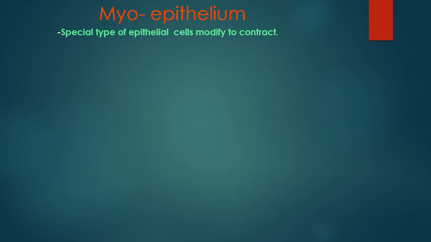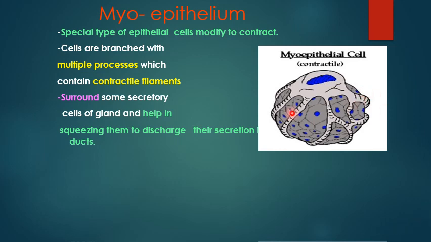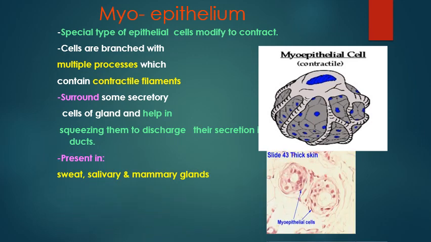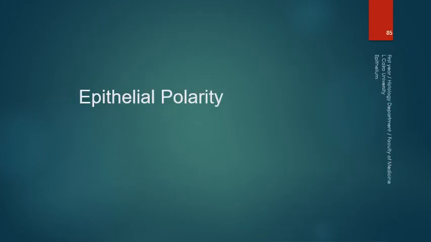Myoepithelium is a specialized type of epithelium modified to contract. As you can see here, this is the acini, and these are the myoepithelial cells. The myoepithelial cells are branched, and when they contract, they squeeze the secretion to move directly to the duct. The cell branches into multiple processes surrounding the secretory portion. When they contract, they discharge the content into the lumen, then to the duct. Present in the sweat, salivary, and mammary glands.